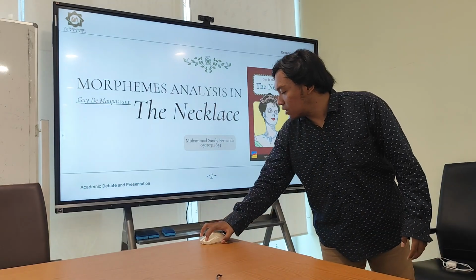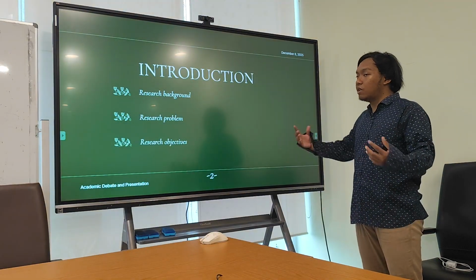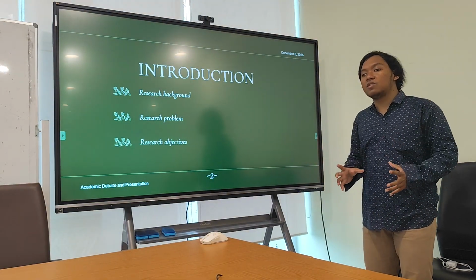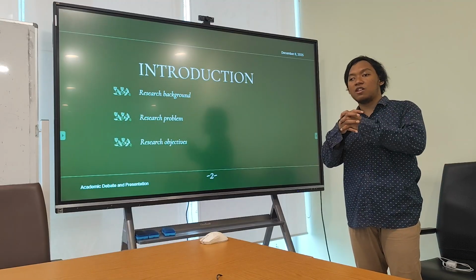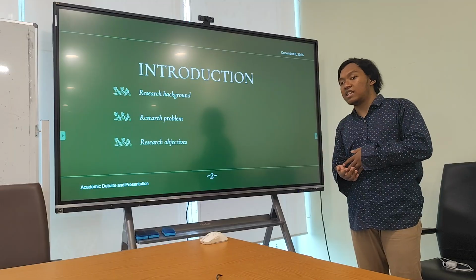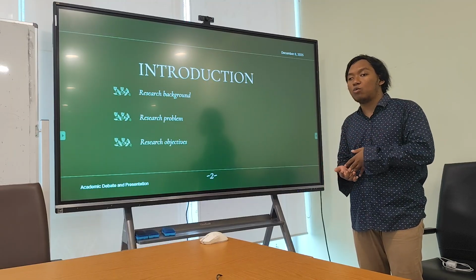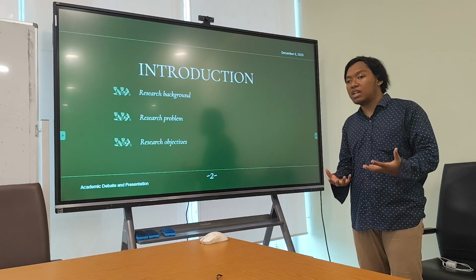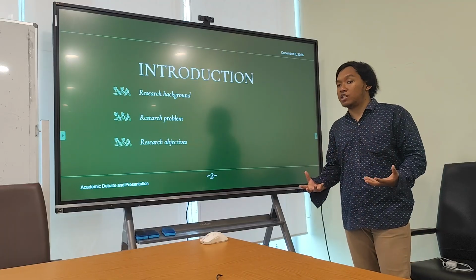Now we move on to the second slide. Introduction. First, research background. To begin, this study comes from the idea that literature and linguistics can support each other. Many people read literature only for the plot, but through linguistics, especially morphology, we can understand how words are built and how they contribute to the tone, meaning, and message of the story. That became the foundation of my research background.